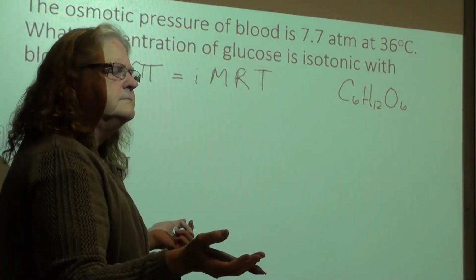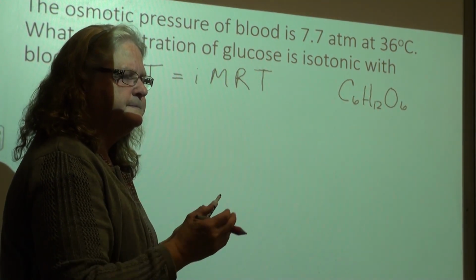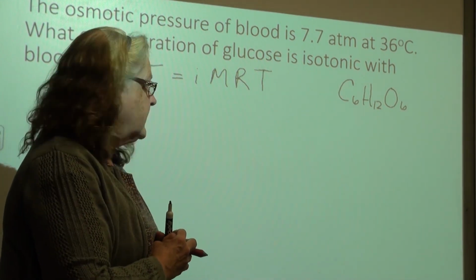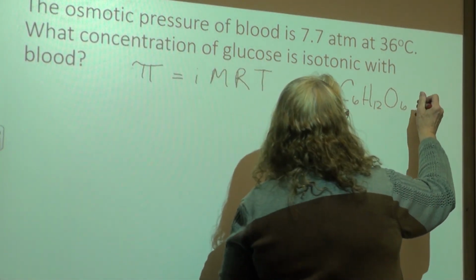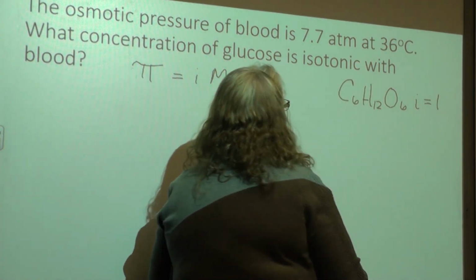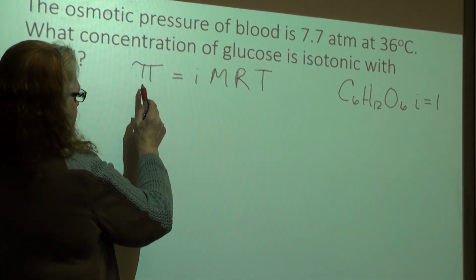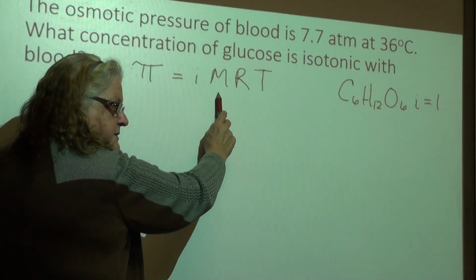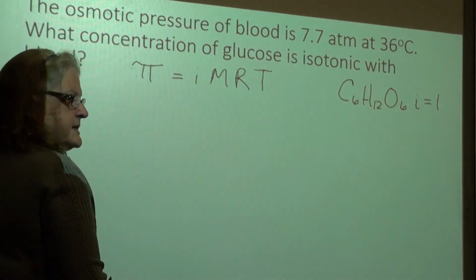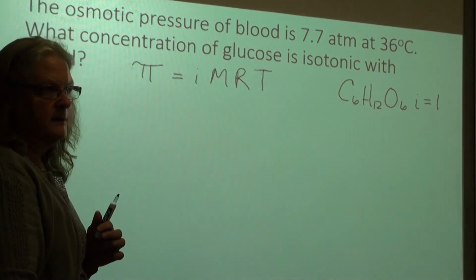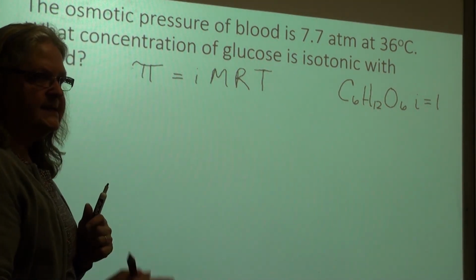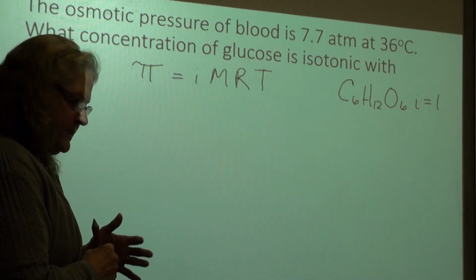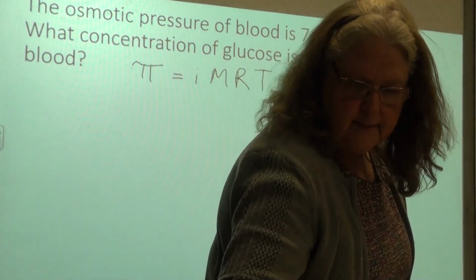What's i? What kind of compound is that? Molecular, so i equals 1. It's a little different in this problem: you're solving for something on the other side. I'm going to let you try and set that up. List what you think you want to put in there. This is what you think everything is, and the capital M is what you're trying to find out. So see if you can figure out what to plug in there.